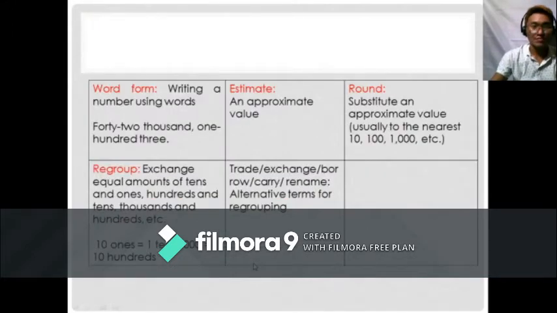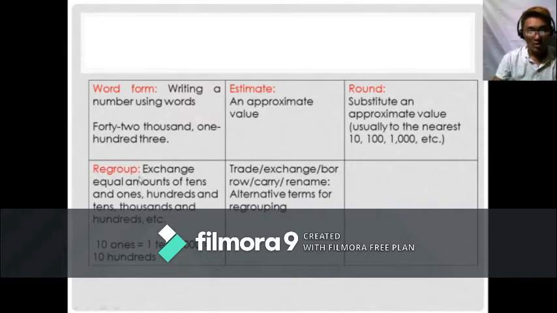Okay, next, another symbol of mathematics or place value. So we have here word form. When you say word form, it's writing numbers using words. Like for instance, 42,103. So if you watch my first video on YouTube, you will also learn there how to write numbers in words. Okay, or write numbers in words. Okay, now let us proceed.